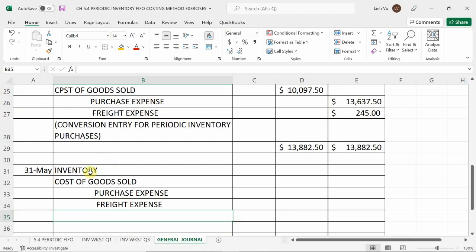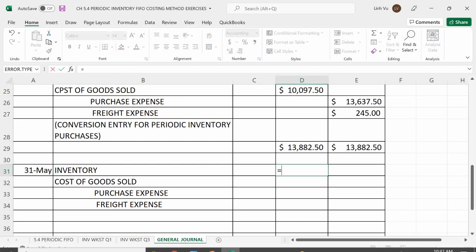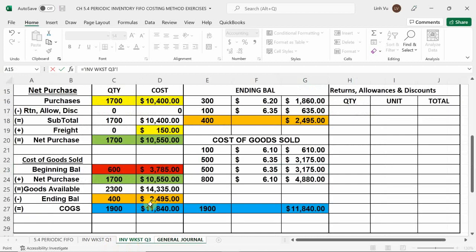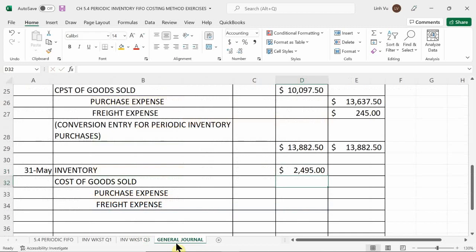So in this case, inventory. What amount am I going to put in here? 400. You can't do quantity in journalizing, right? That's the rule for the accounting assumption. It has to be in terms of dollar value. 2,495. Good. So in this case, we use our ending balance in our inventory.